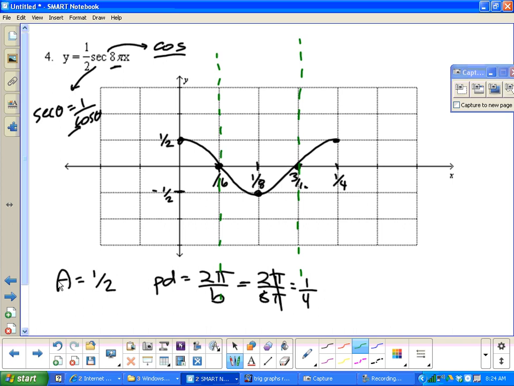Now, to get the secant graph, all we have to do is chase those asymptotes. We're going to chase them from the min and the max values. So I'm going to chase from the 1/2 here and the negative 1/2 down here, and this 1/2 over here. And I have to remember to go back and erase my cosine curve. Cosine just helped me get the graph. It's not actually the graph.